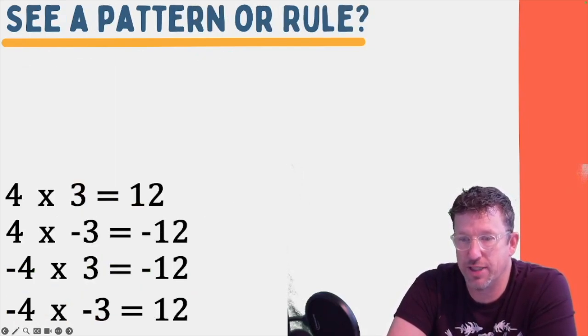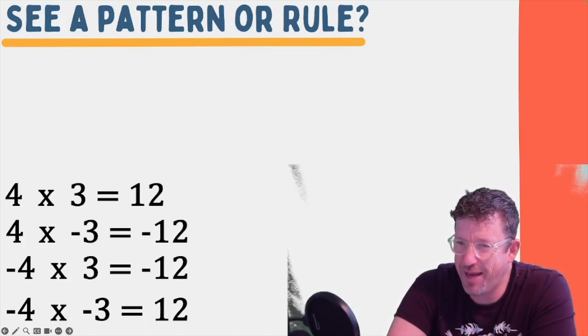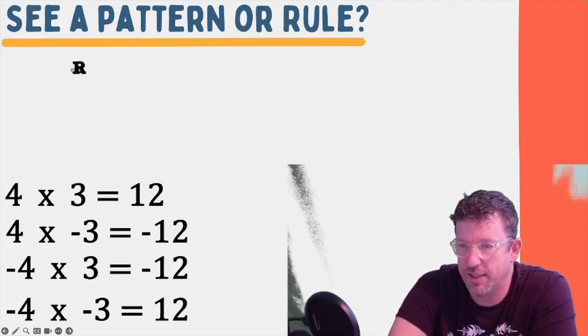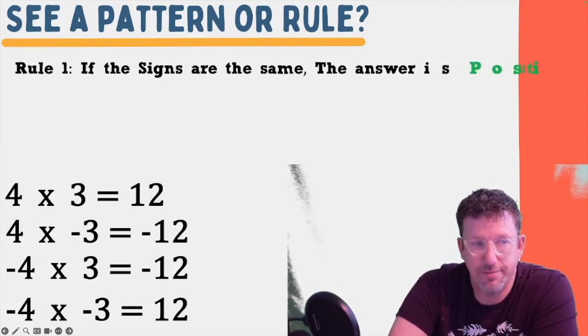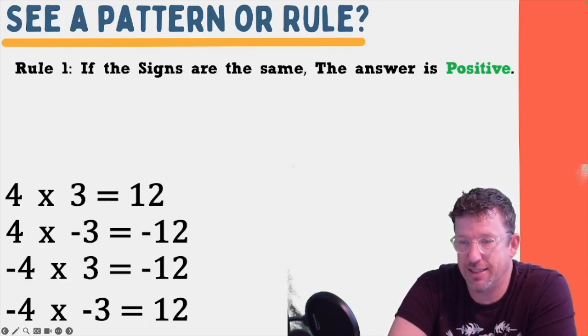So look at our numbers down there. We have 4 times 3 is 12. 4 times negative 3 is negative 12. Negative 4 times 3 is negative 12. And negative 4 times negative 3 is 12. Do you see a pattern or anything down there that would kind of help you with this? Well, rule number 1, if the signs are the same, the answer is positive.